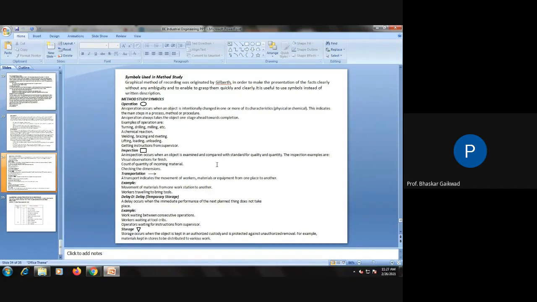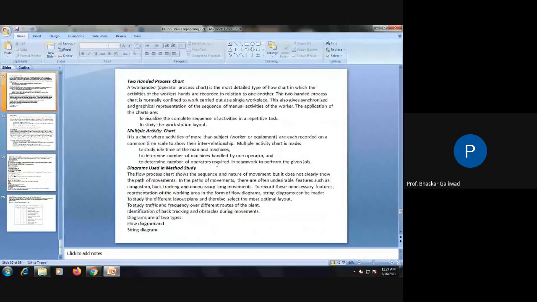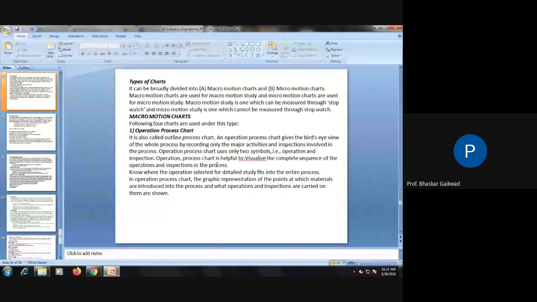Whenever an operation is there, a circle should be there. If inspection is there, you have to show it by a rectangle. If transportation is there, you have to show it by an arrow. If delay is there, you have to show it by D. If storage is there, you have to show it by a triangle. So these symbols are normally used in our operation process chart.